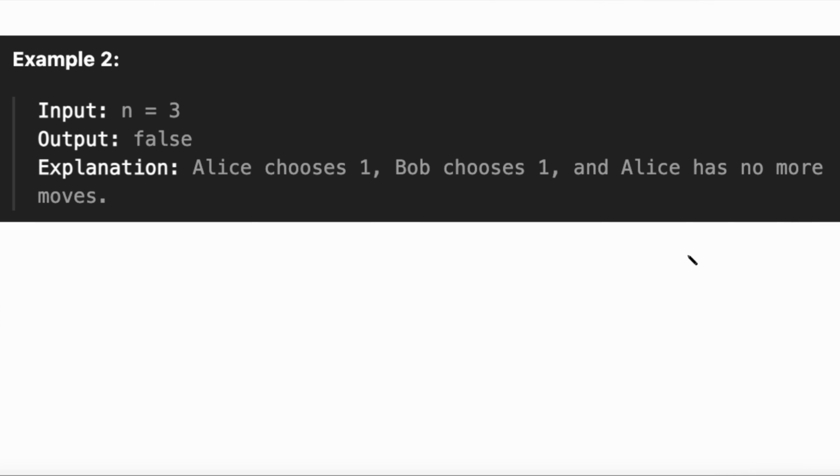Let's see how all this comes together within the example. Now, DP is all about building solutions on top of solutions. So let's start with the simplest cases and build up. What happens when n is equal to 1? Well, by the rules of the game, Alice would lose. So we would say this is a lose for Alice.